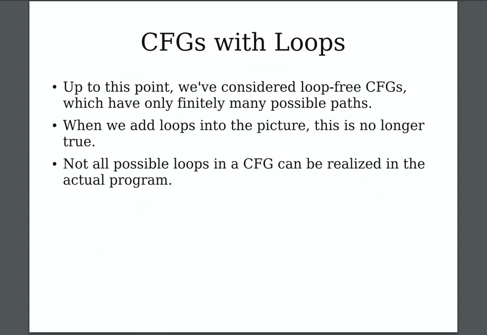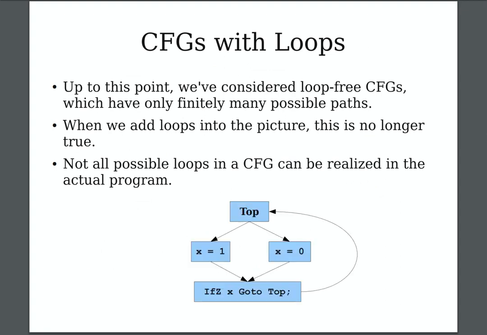But for the case where there's no loops, there's a finite number of paths. Once we add loops, now we've got a problem. It's no longer an acyclic graph. It's a directed graph that can have cycles. So if we were to try to compute every possible path through this program, a path might be top, x equals 1, if statement, top, x equals 0, if, top. That might be one path. And the number of paths through this graph is infinite because of this infinite cycle.